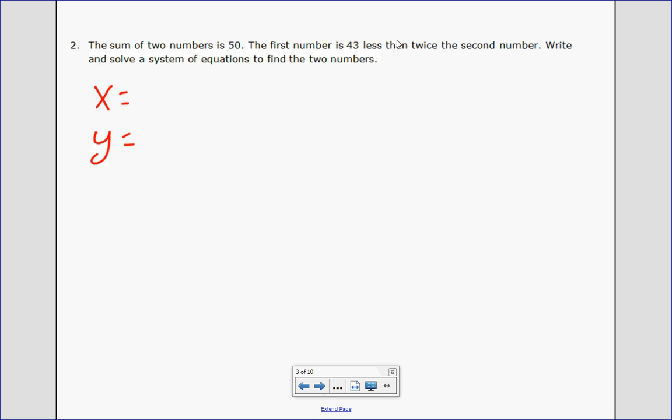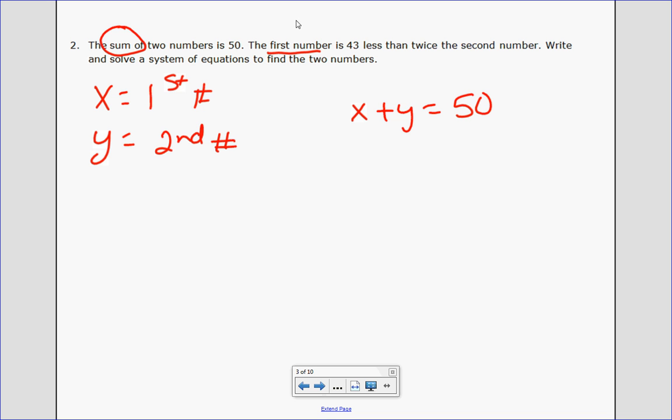Since it uses first number and second number, I'm going to make X the first number and Y the second number. Now, it says the sum. What does sum mean right here? Add. So I'm going to have the sum of the two numbers is 50. Now then it says the first number, so X, is means equal. 43 less than twice the second.